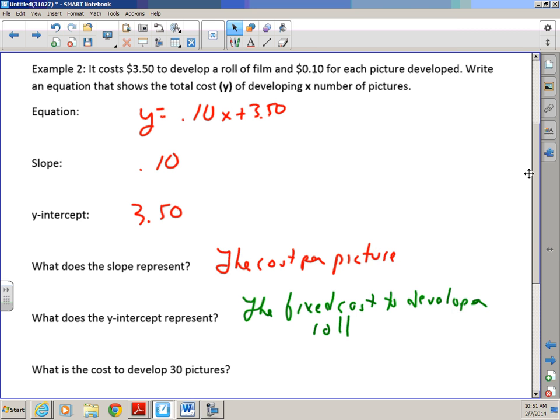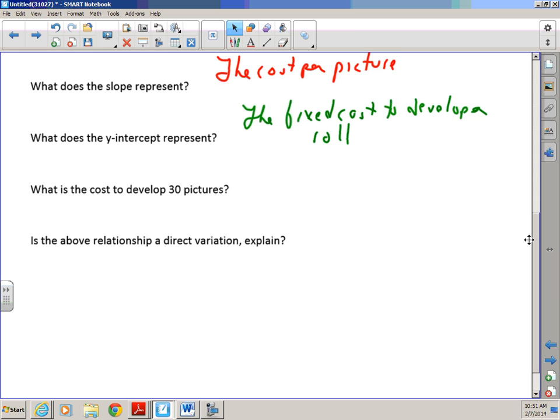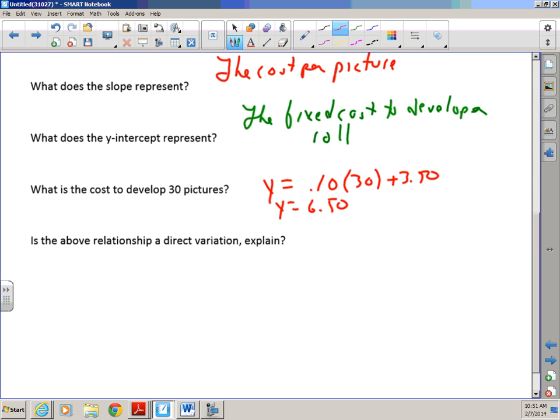Now, what would it cost me if I wanted to develop 30 pictures? Well, the easiest thing to do is put in 30 for X, and you'll get $6.50. Okay? Is the above relationship a direct variation? No. There is no constant of variation. Now, what does that mean?